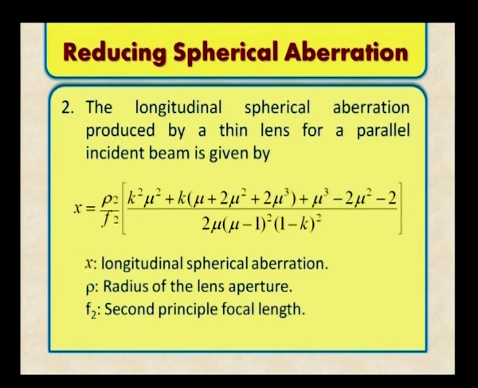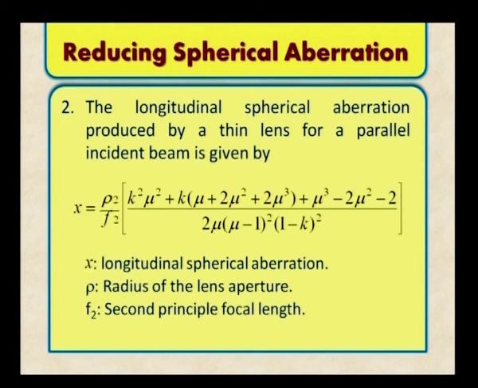That can be given by an expression of this kind, that you see on the right hand side. The longitudinal spherical aberration x is equal to rho square by f square into k square times mu square plus k into mu, mu is the refractive index, plus 2 mu square plus 2 mu cube plus mu cube minus 2 mu square minus 2, divided by 2 times mu into mu minus 1 whole square into 1 minus k whole square. So, k, I will come to k later. K is the ratio between R1 and R2.